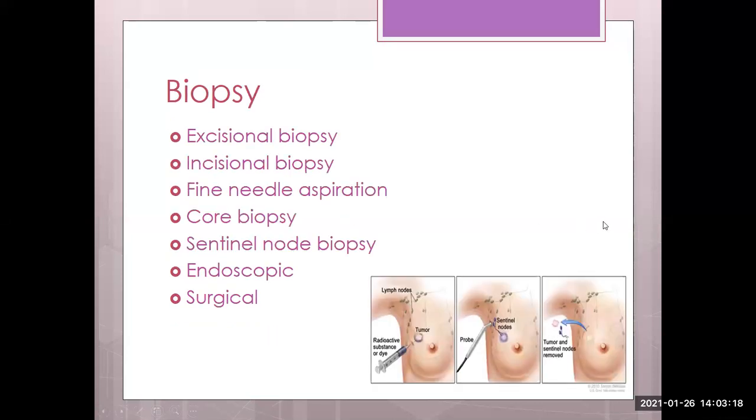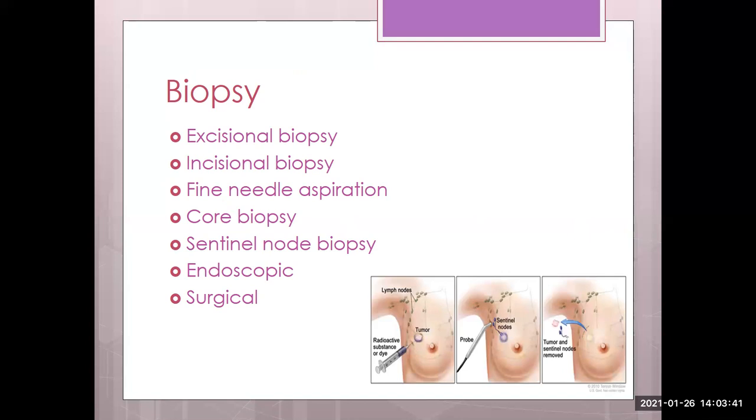Biopsies. So biopsies are the definitive way, because we look at the actual cells based on what the cells look like and how they're tested from what we talked about at that cellular regulation, is what actually diagnoses the cancer. So there's a variety of different types of biopsies.